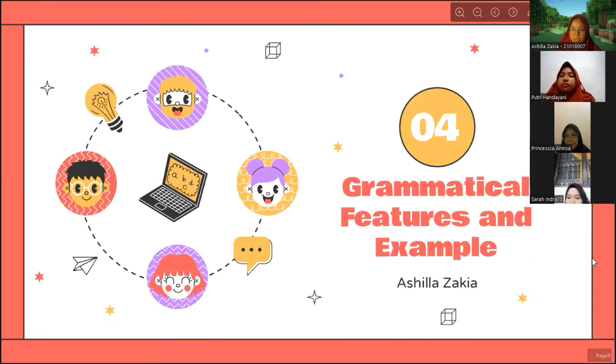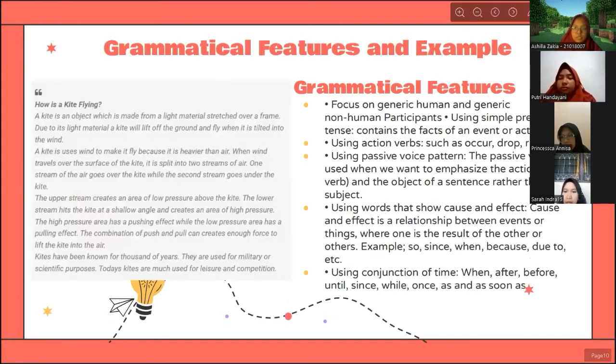Thank you, Princessca Annisa. And the last material, grammatical features and example, we're gonna explain by myself. So before we come to the example, we're gonna talk about the grammatical features. The first one is focus on generic human and generic non-human participants. Second, using simple present tense, which contains the fact of an event or action. And the third, using action verbs such as occur, drop, run, etc.